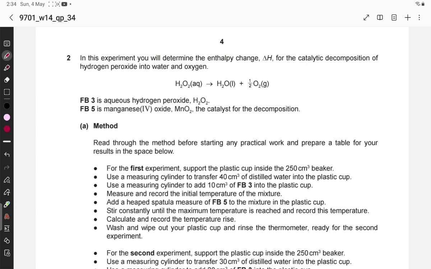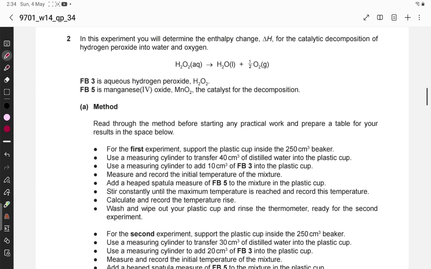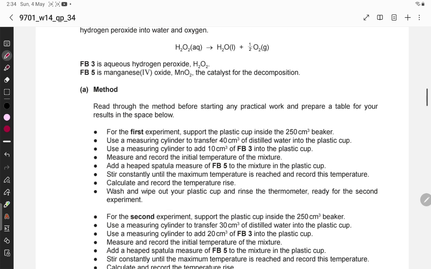This is question number 2 of 9701 October November 14 question paper 3-4. Let's start. In question number 2, in this experiment you will determine the enthalpy change delta H for catalytic decomposition of hydrogen peroxide into water and oxygen. FB3 is aqueous hydrogen peroxide, FB5 is manganese peroxide, the catalyst for the decomposition.